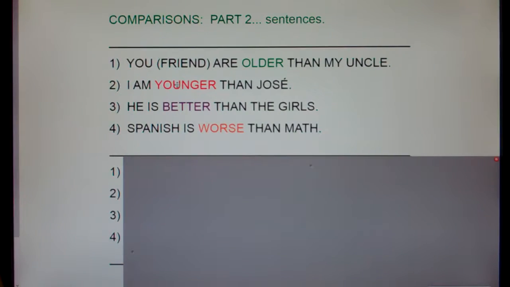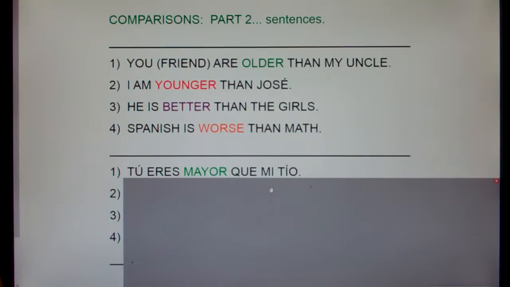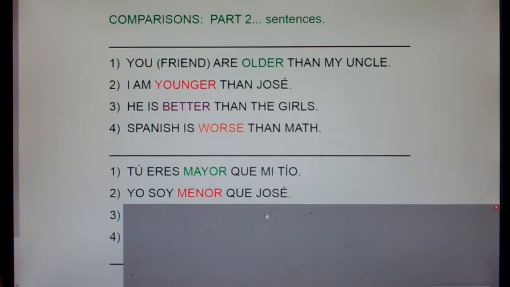Here we go. Number one, you are older than my uncle. Tú eres mayor que mi tío. Number two, I am younger than José. Yo soy menor que José.